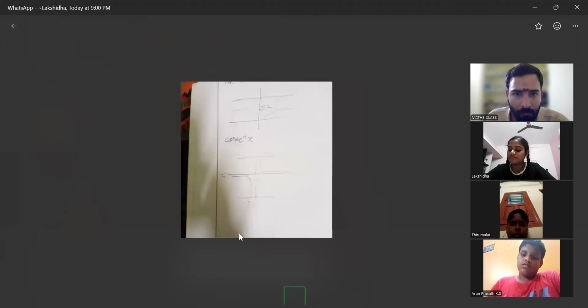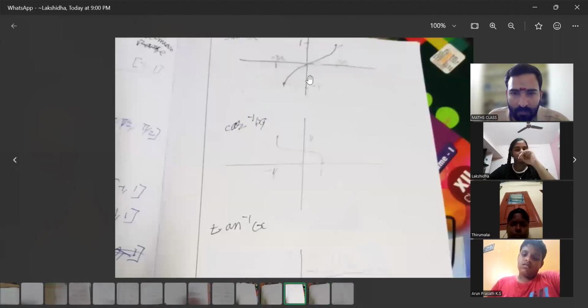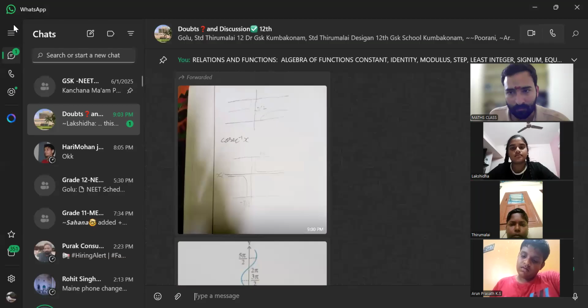Okay, sir. See this one, the same is here. The first one is the graph of sine inverse x. The second one is the graph of cos inverse x. The third one is the graph of tan inverse x. Right? Okay, sir. Any doubt? No, sir. Okay.